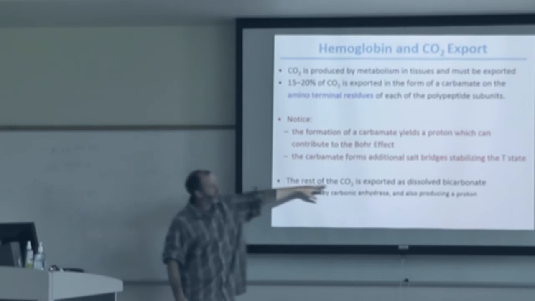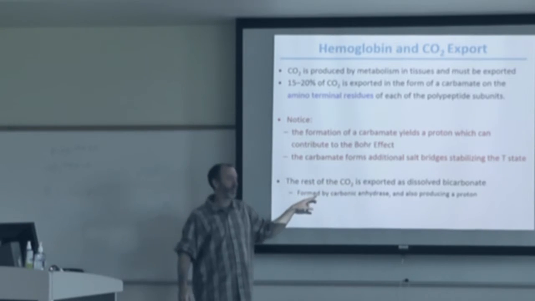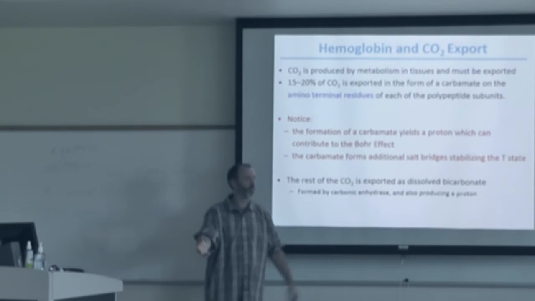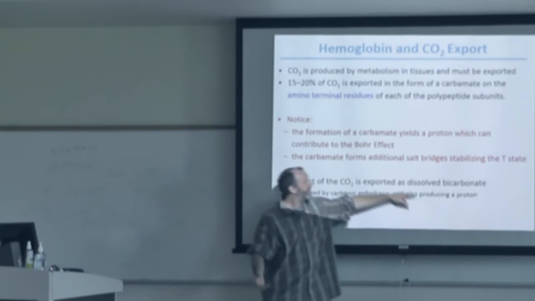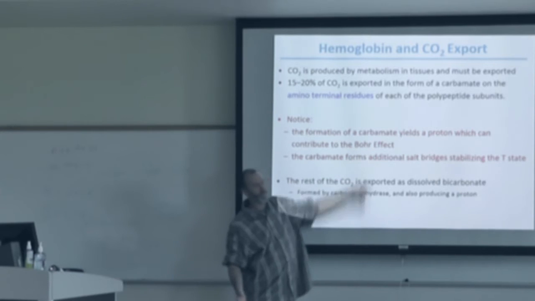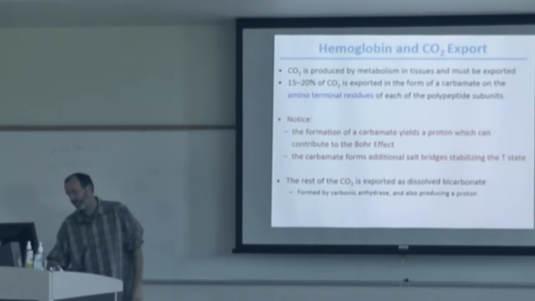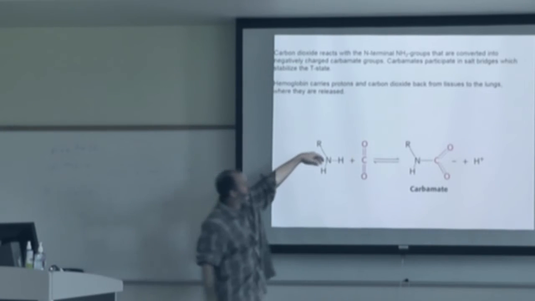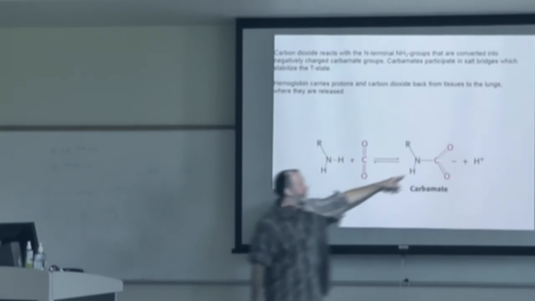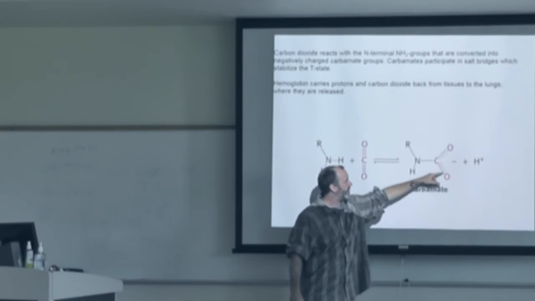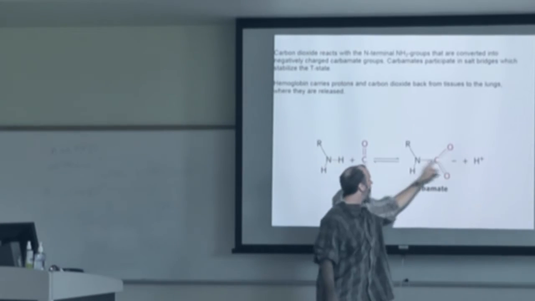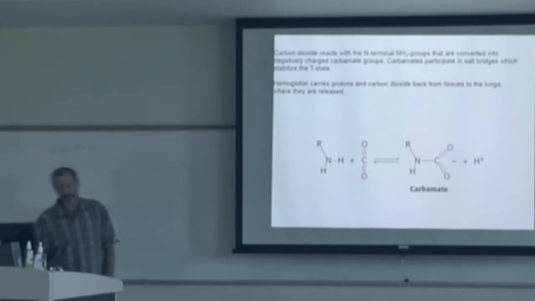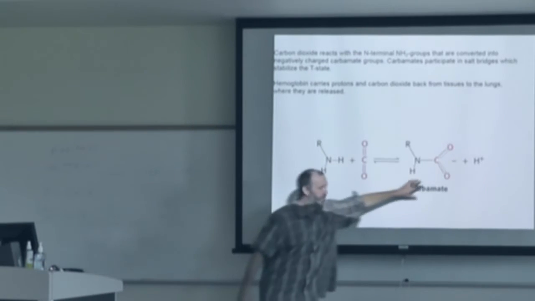The rest of the carbon dioxide is exported as dissolved bicarbonate, formed by carbonic anhydrase, which also produces another proton, adding to that Bohr effect again. And this shows you the reaction at the amino terminus. So you have the amino terminus of hemoglobin, which reacts with the carbon dioxide and forms this carbamate ion, giving up a proton that was originally on that amino group. And then this will form a salt bridge.